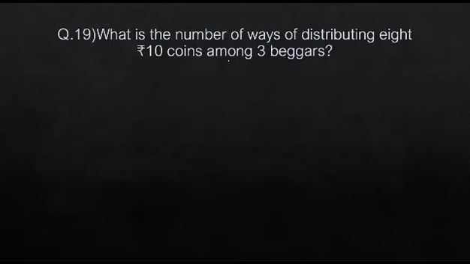So let us take this question now. What is the number of ways of distributing 8 rupees 10 coins among 3 beggars? So now the number of coins that we have is 8, and all the rupee 10 coins will be identical. We'll take them to be identical, of course. The number of coins that we have is 8. So n will be equal to 8, and the people that we are distributing into are 3. So obviously each person will be distinct also.